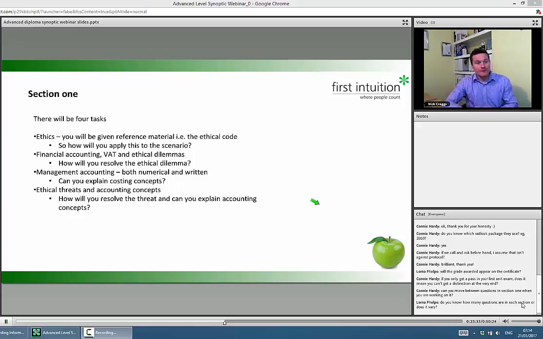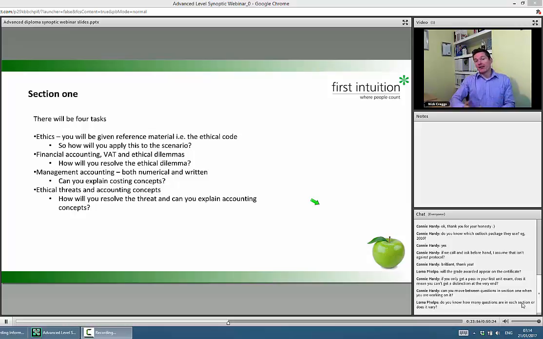Good question. That nicely leads into section 1. So section 1, there will be 4 tasks, and it's going to cover the 4 mandatory units. However, it will not be 4 questions on the 4 mandatory units. So there's going to be ethics embedded into pretty much every single one of the 4 tasks.